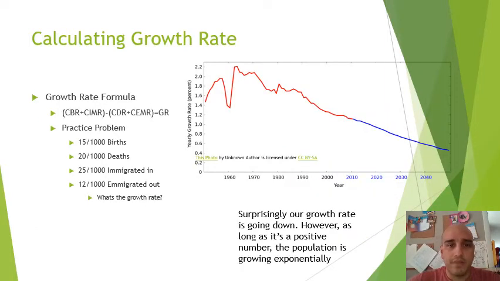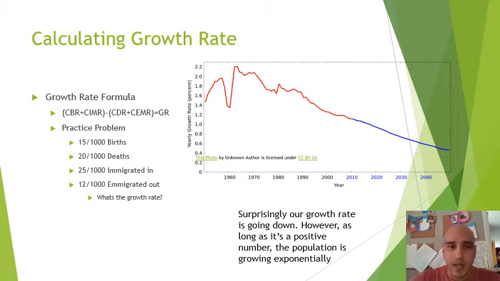Over here on the left, you're going to see a formula to calculate our growth rate. We have our crude birth rate plus our crude immigration rate. We're going to subtract our crude death rate and our emigration rate, and we're going to come up with our growth rate. When we do that, we're going to have a number over 1,000. When we get that number over 1,000, remember in class we spoke about moving the decimal over 1, and that is going to be your growth rate in percent.